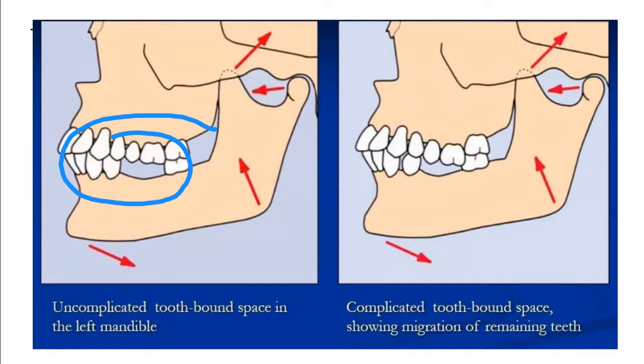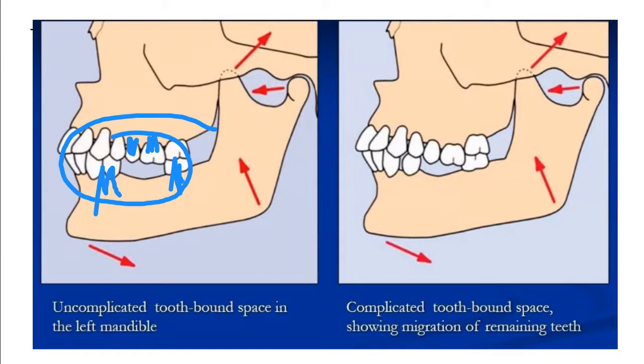You have teeth on both sides, right? And there is an edentulous area between these two teeth. And there is no supra-eruption of the maxillary molar as well as the premolar there. So this is a simple, uncomplicated tooth bound zone which can be easily rehabilitated.